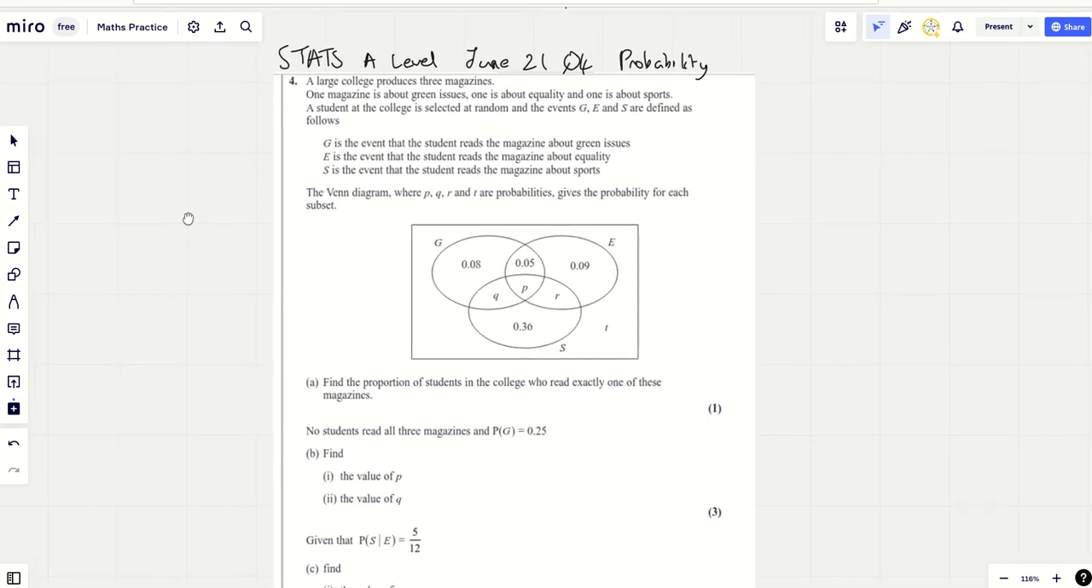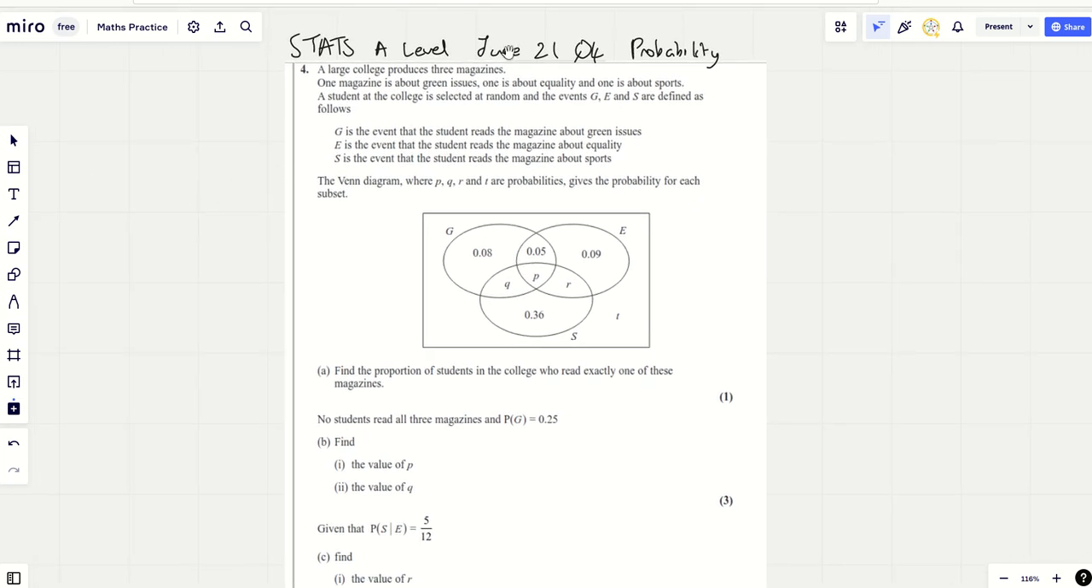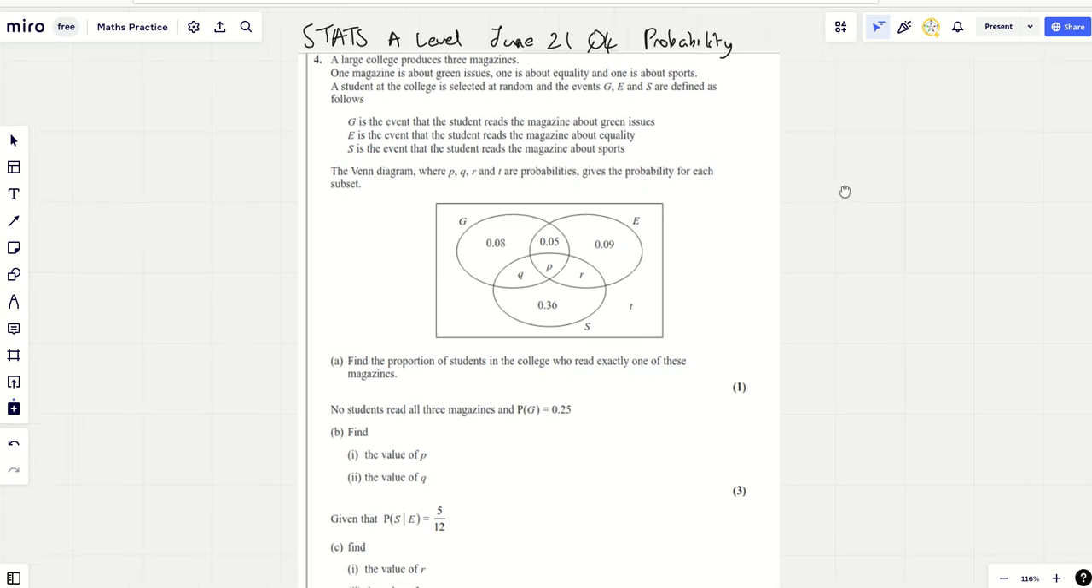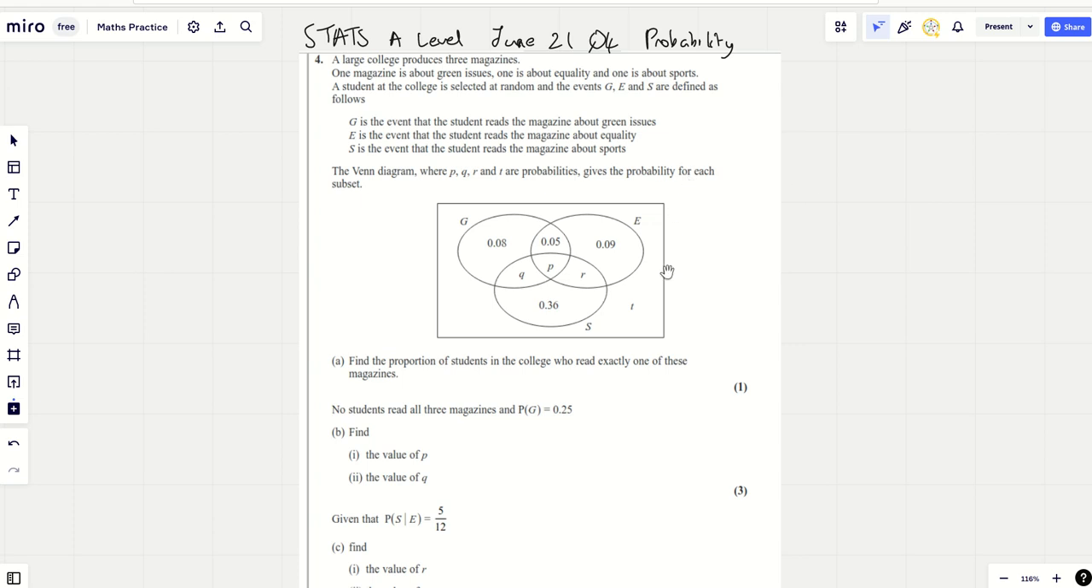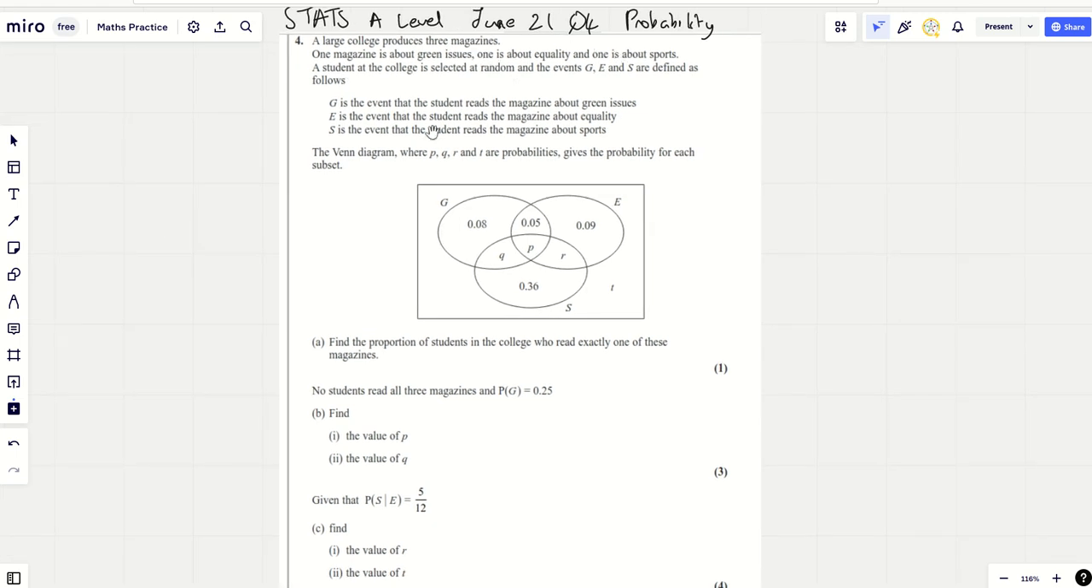Hello and welcome to another video, this time on the June 21 paper from Stats A-Level, the Maths A-Level Stats component. This question 4 is on probability, and this looks like quite an interesting one as well. We've got 3 circles overlapping and lots of probabilities to find. It's about a student reading magazines about green issues, one about equality and one about sports.